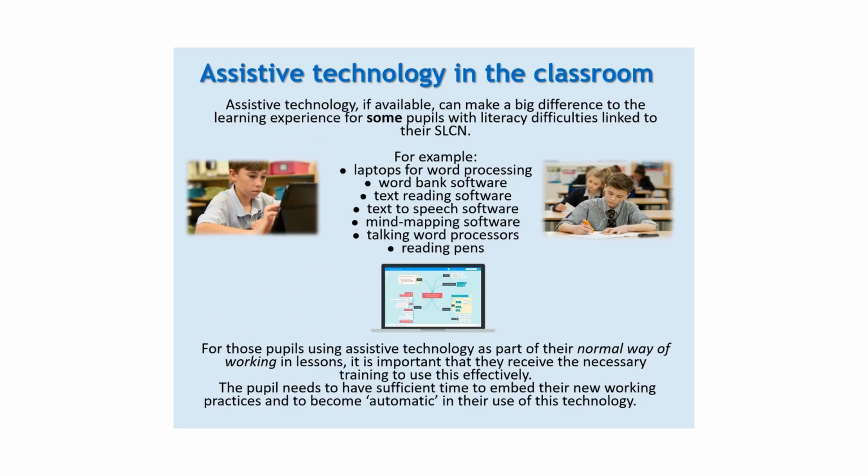Assistive technology in the classroom. Assistive technology, if available, can make a big difference to the learning experiences for some pupils with literacy difficulties linked to their SLCN. For example, laptops for word processing, word bank software, text reading software, text-to-speech software, mind mapping software, talking word processors, and reading pens.